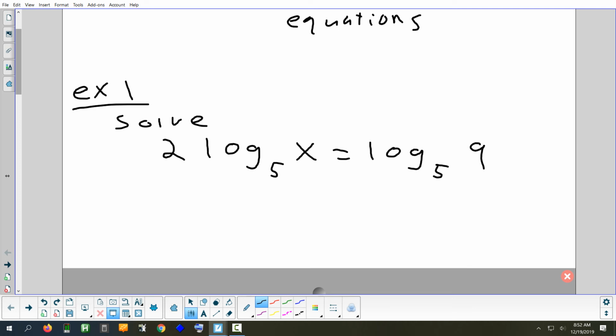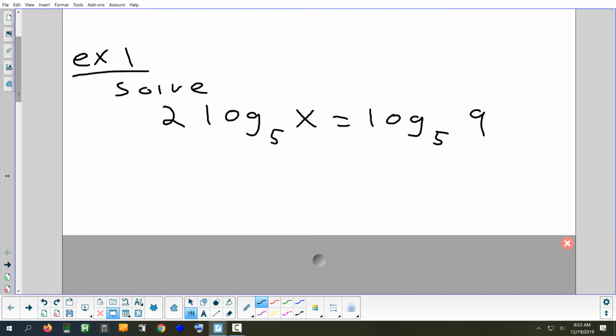Yep. Put the 2 on the left side as an exponent. Yep. Put the 2 back as an exponent. So we're just trying to combine it back together a little bit. Now, we have log base 5 of x squared equals log base 5 of 9.